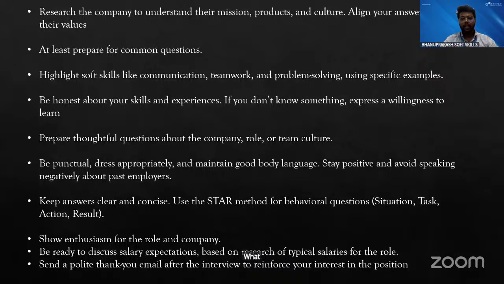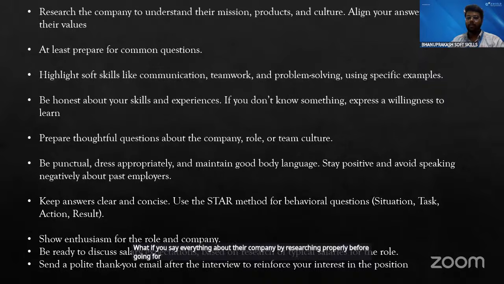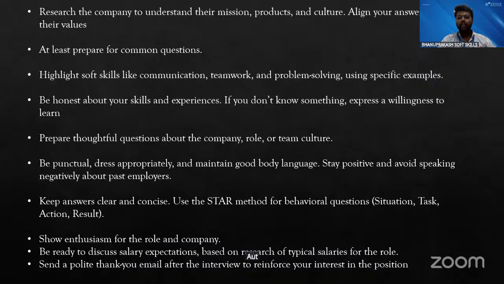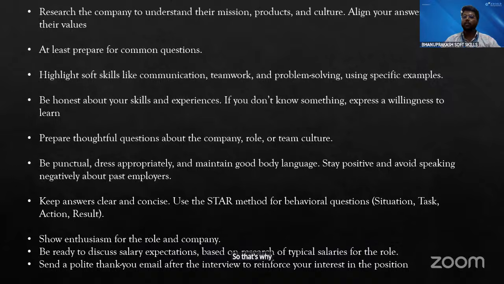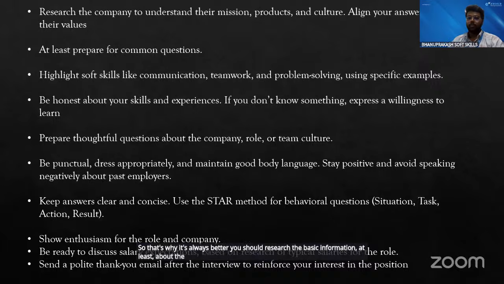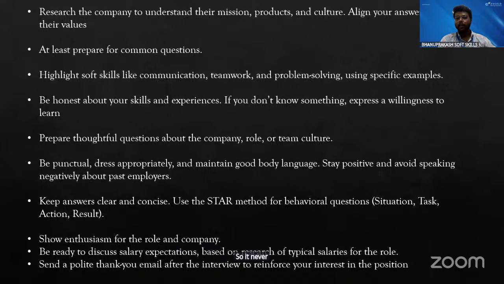What if you say everything about their company by researching properly before going for an interview? Automatically, they feel good that you researched well about our company, and that shows your interest in working for that company. So that's why it's always better. You should research the basic information at least about the company and go. Never say, no, I don't know anything about the company.